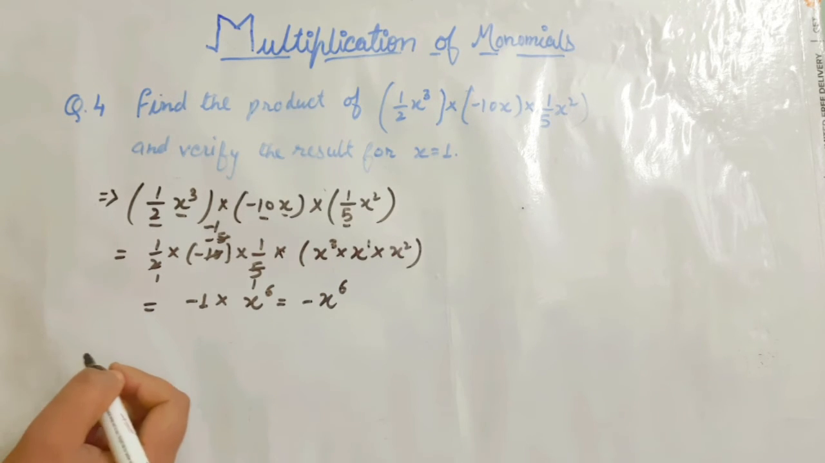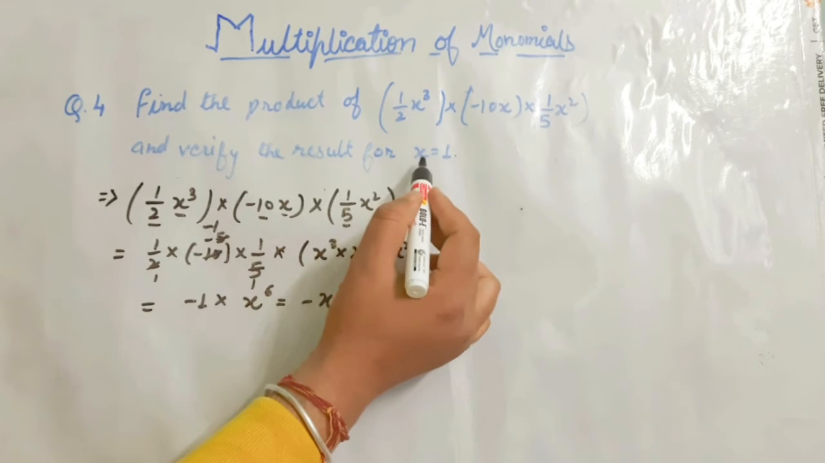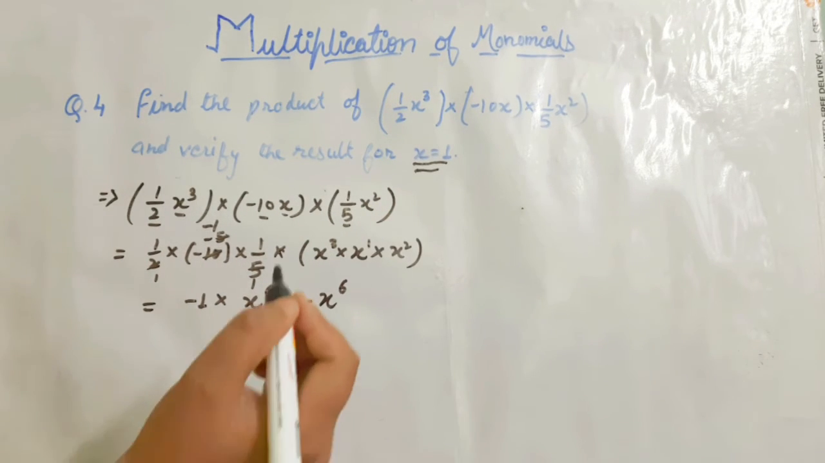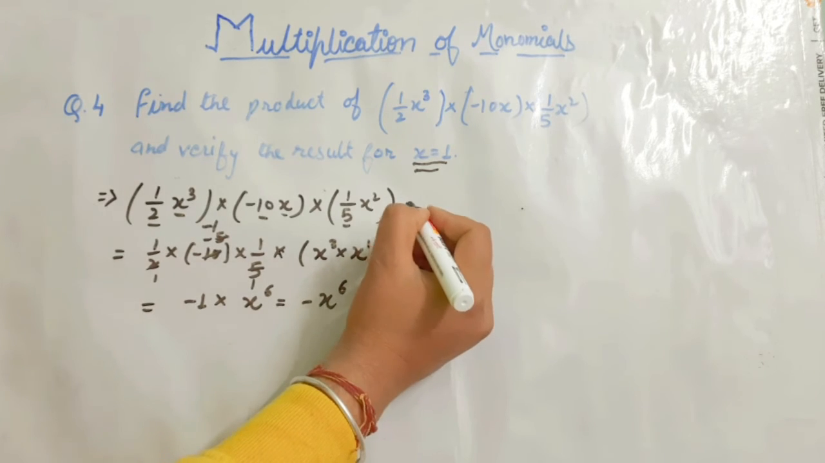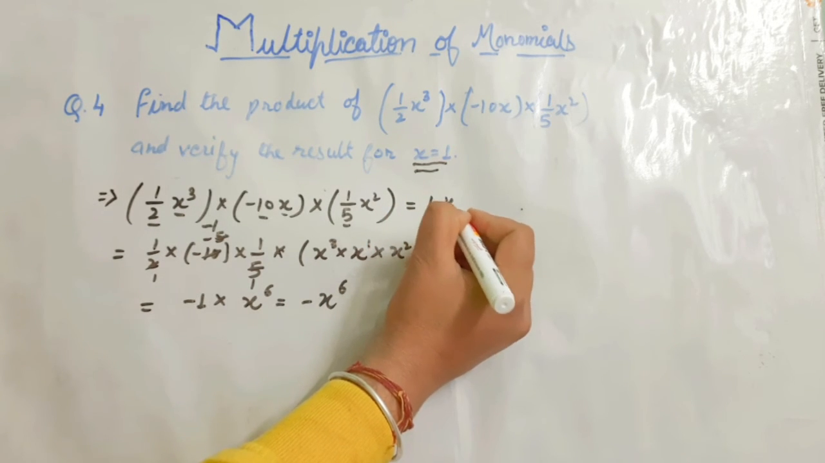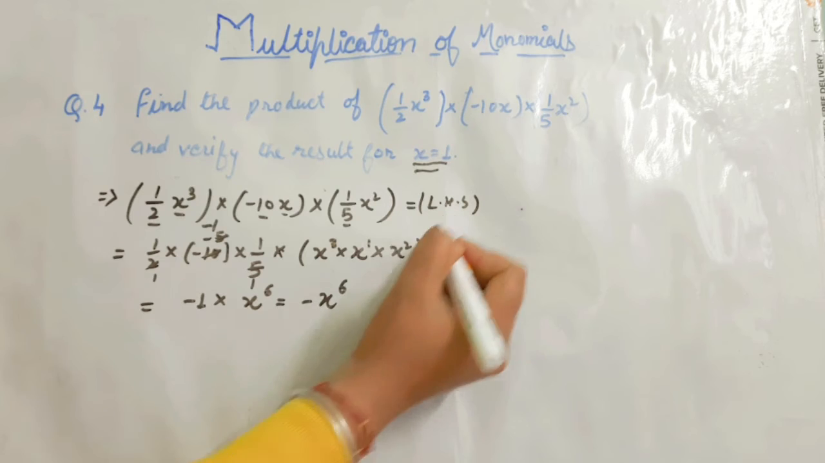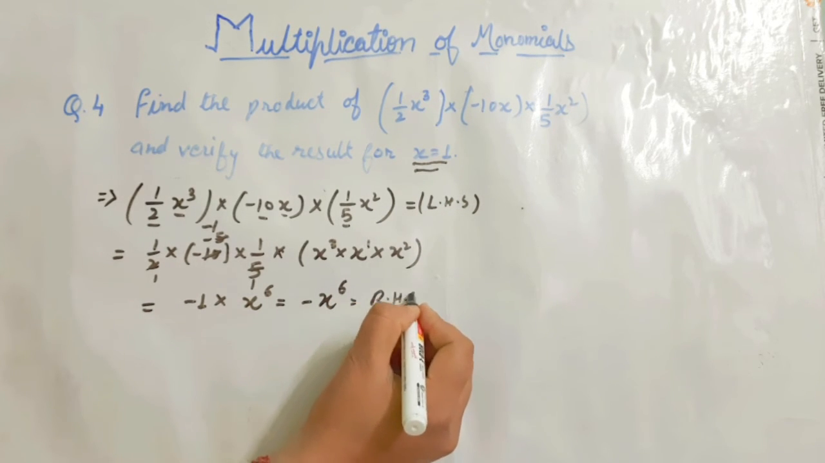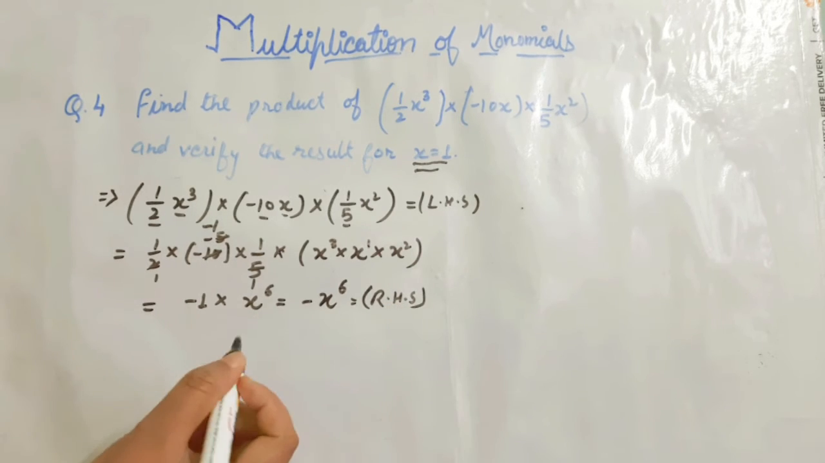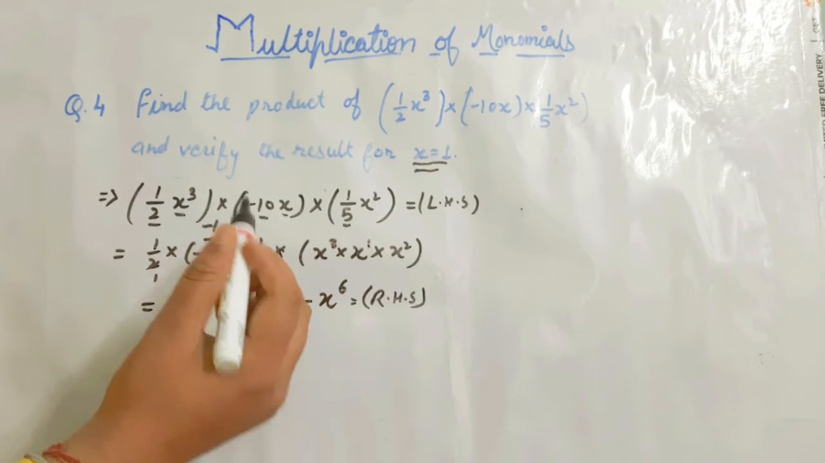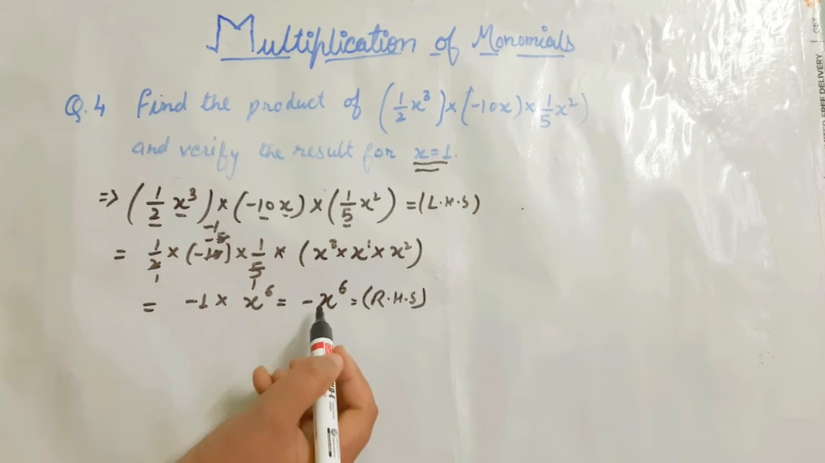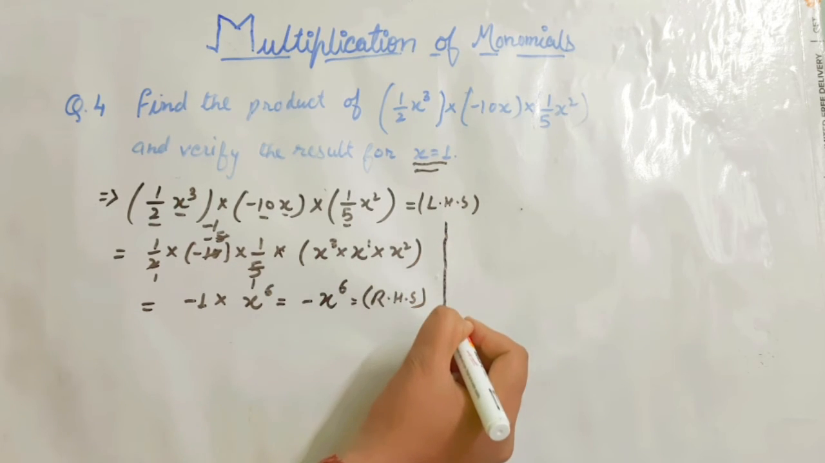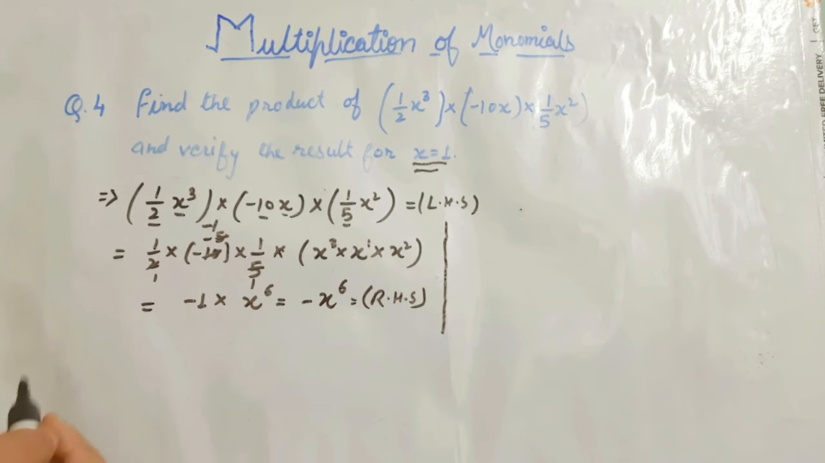Now we have to verify the result for x equals to 1. Means, how we can verify it? Here a question part will be left hand side and answer part will be right hand side. So what we have to do, we have to replace the value in left hand side as well as right hand side, and then we have to check whether our answer is same or not.